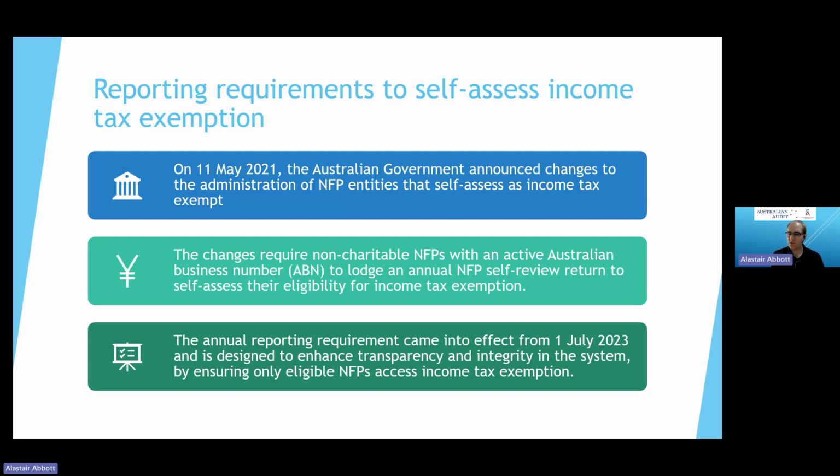So if you're in that 400,000-ish category of NFPs that do not have an ABN, you can ignore this annual return lodgement. It doesn't apply. It applies to those NFPs that do have an ABN and are not ACNC registered, and it came into effect from 1 July 2023. So we're talking the 2023-24 financial year that this return will then belong to.